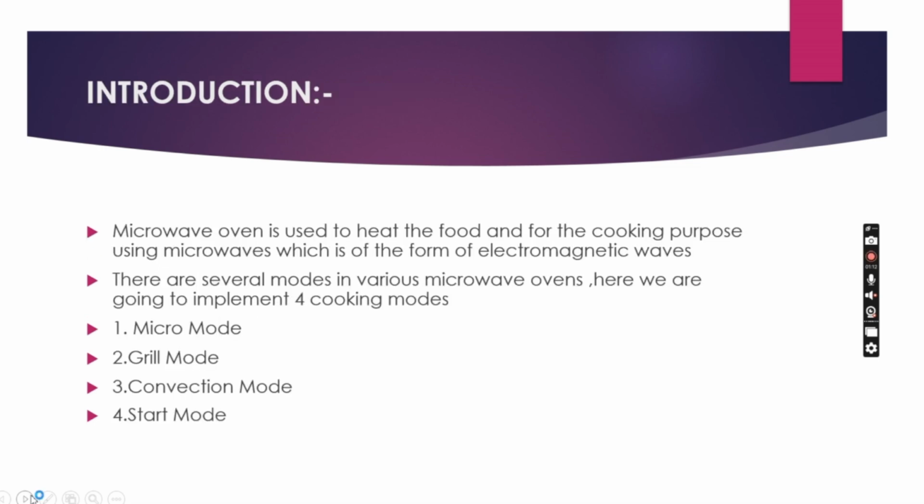Introduction. Microwave oven is used to heat the food and for the cooking purpose, using microwaves, which is of the form of electromagnetic waves. There are several modes in the various microwave ovens. Here we are going to implement four cooking modes. First, microwave mode, grill mode, convection mode, and start mode.